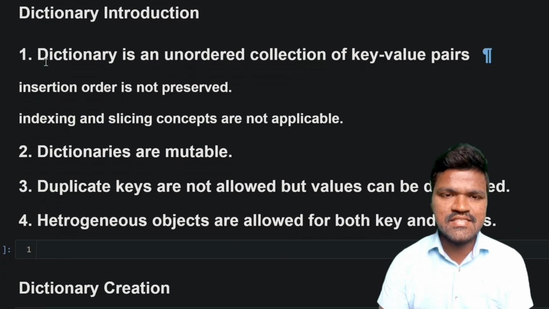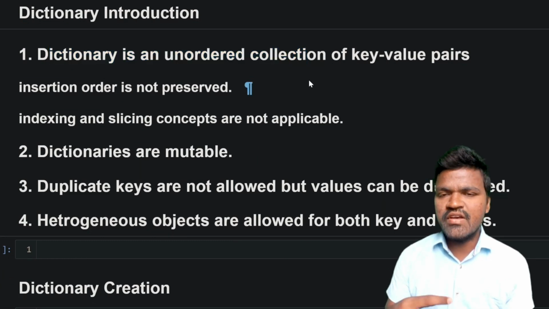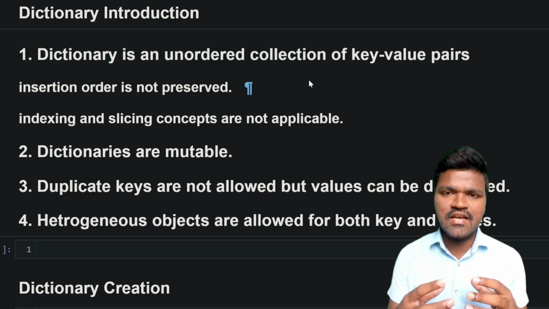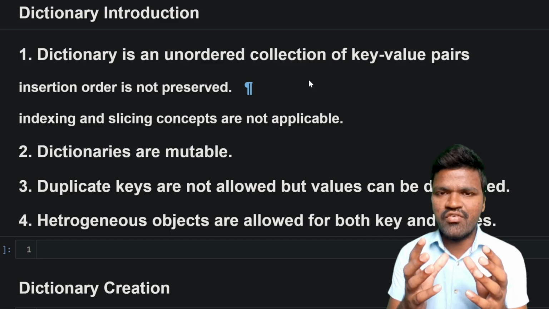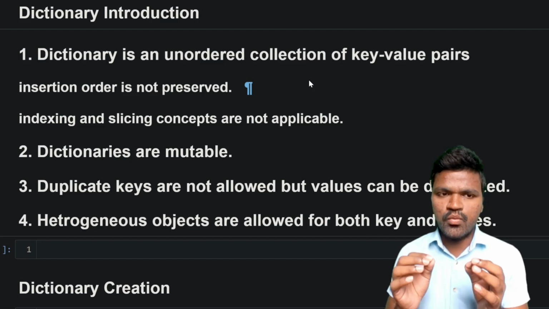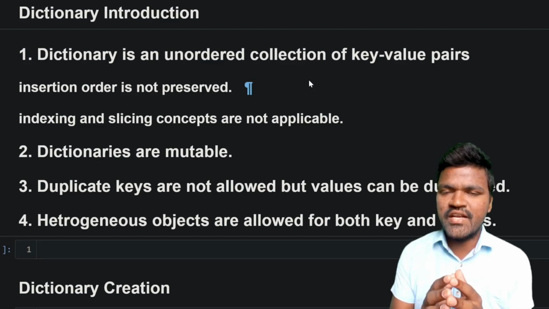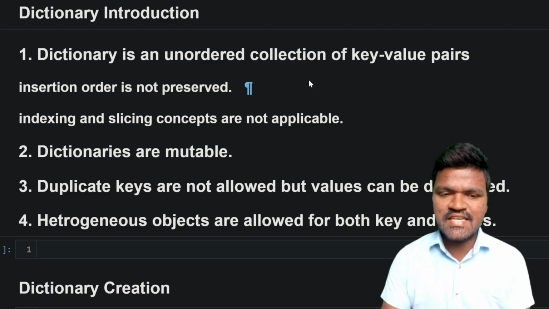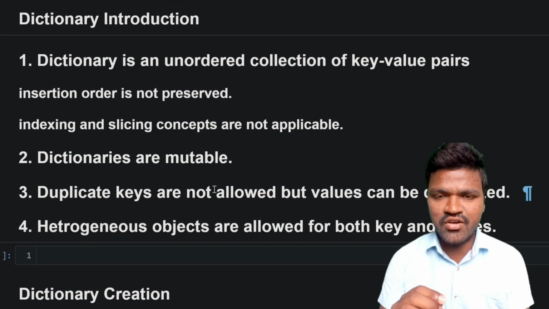A dictionary is an unordered collection of key value pairs. Previously we have seen different data structures like list, tuple, and set, right? Those are collections of single elements, whereas dictionaries are collections of key value pairs. Don't worry about that. We will discuss how they are represented while we are discussing the creation of dictionaries.